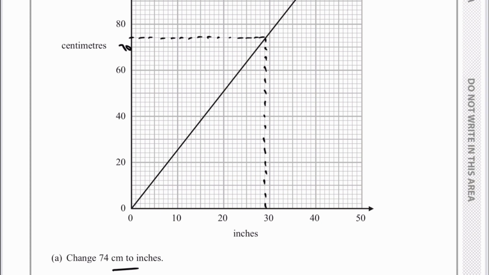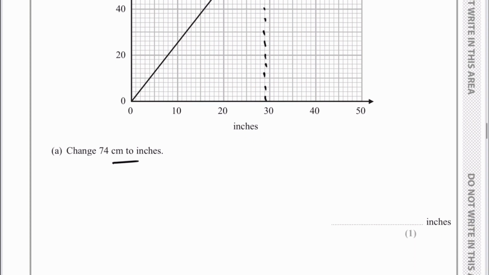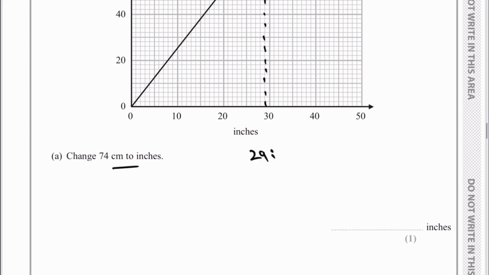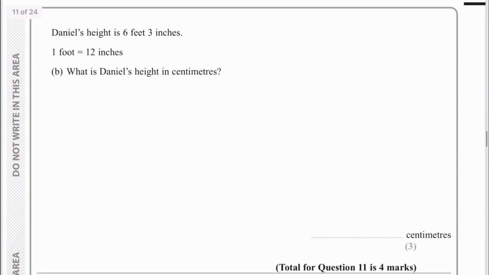Now if I'm going to change 74 centimeters to inches, it's going to be the equivalent of 29 inches, which is this point here. Okay, hopefully that's all right. Now, it's a little bit trickier because I'm going to move on to part B, which is on the next question. It says Daniel's height is 6 foot 3 inches and 1 foot equals 12 inches. What's Daniel's height in centimetres?